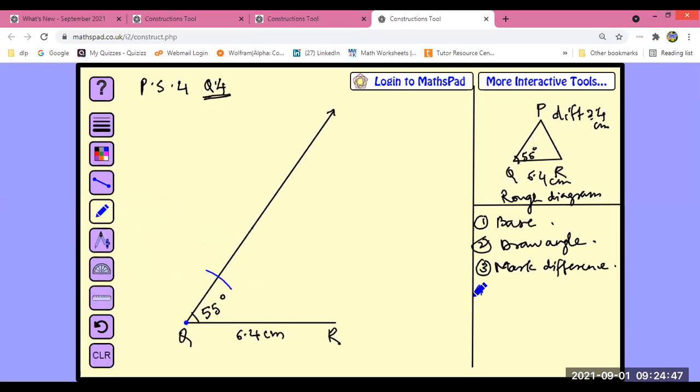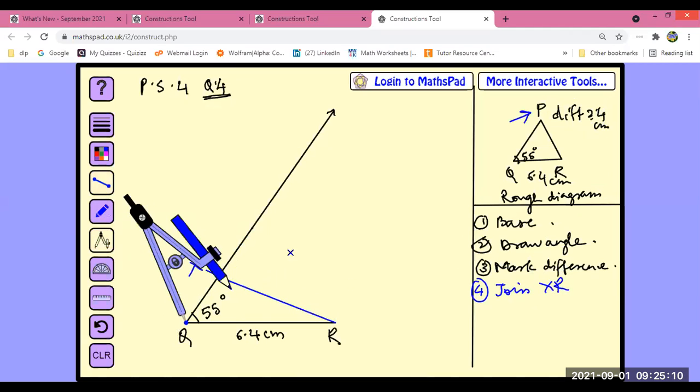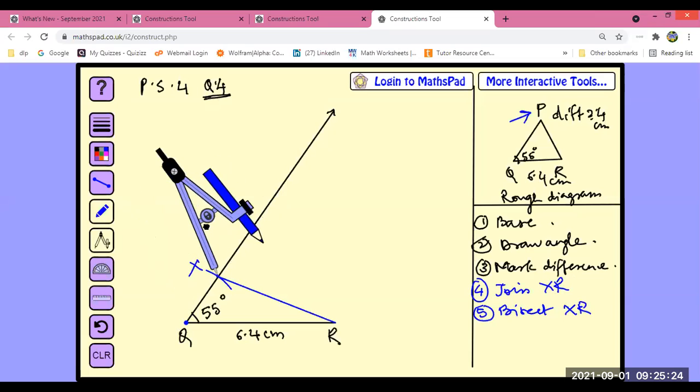Step 4, this point is not the point P. It's a random point. So let's mark it as X. Okay. Join XR. Next, step number 5, we have to bisect. As soon as you join, draw the perpendicular bisector. So bisect XR. With the help of compass, we have to bisect XR.